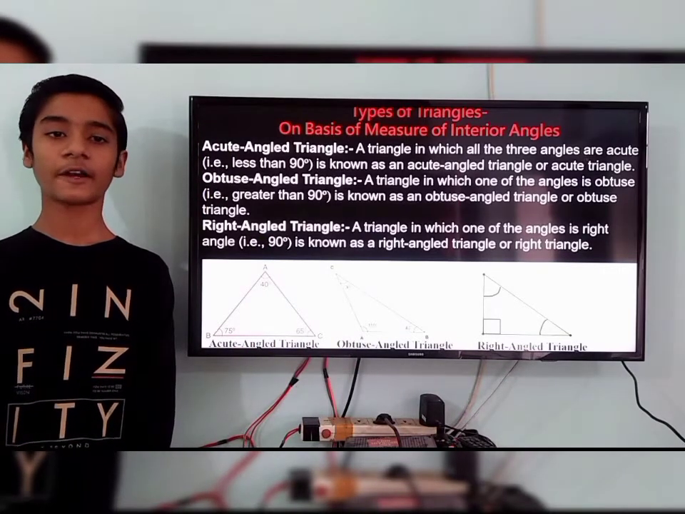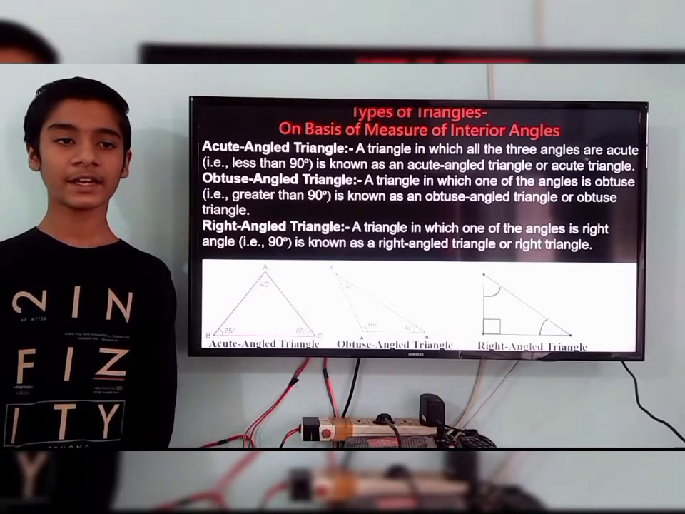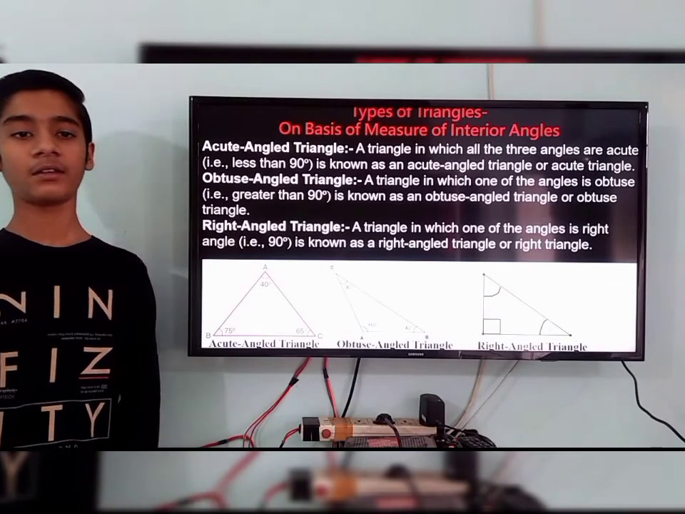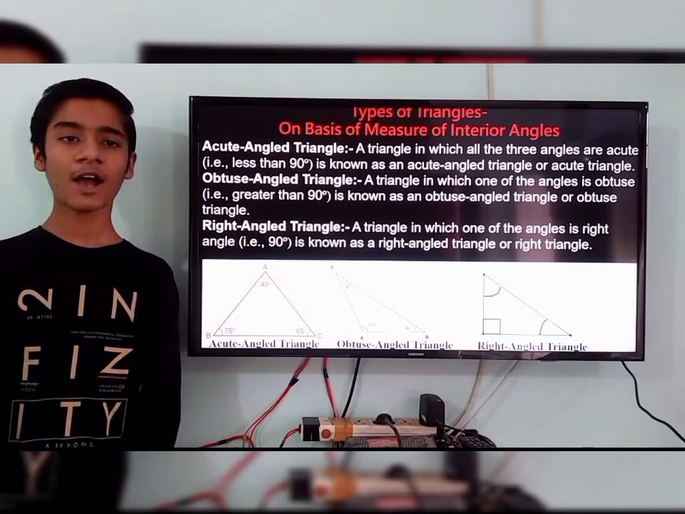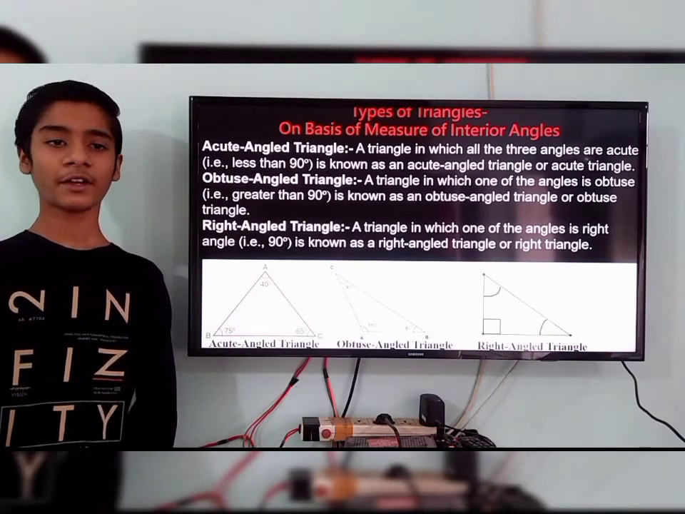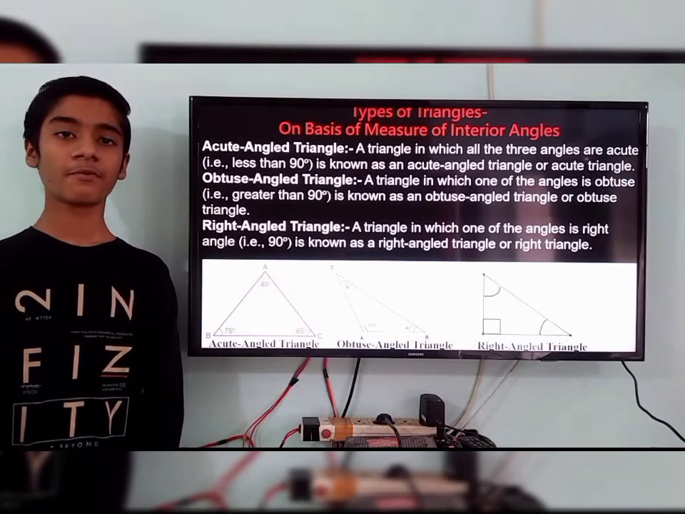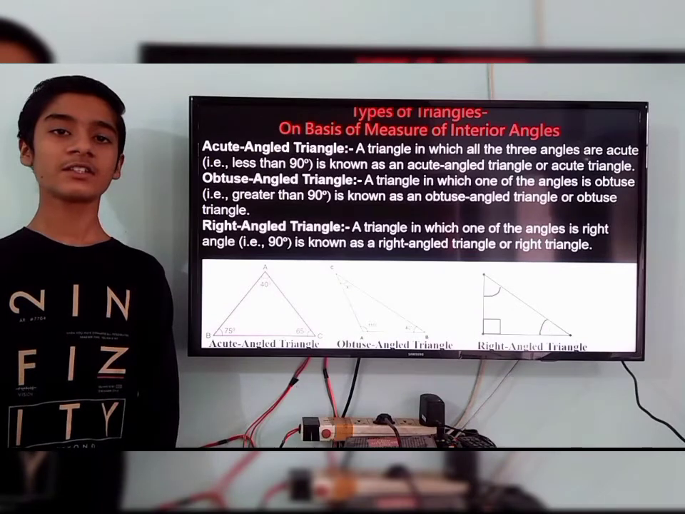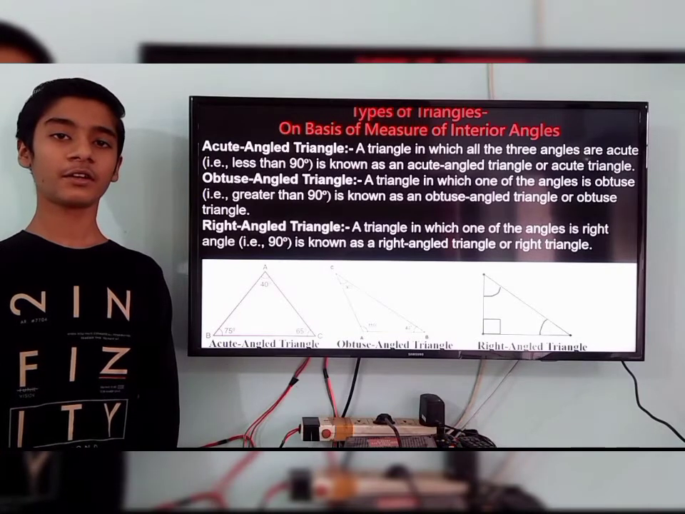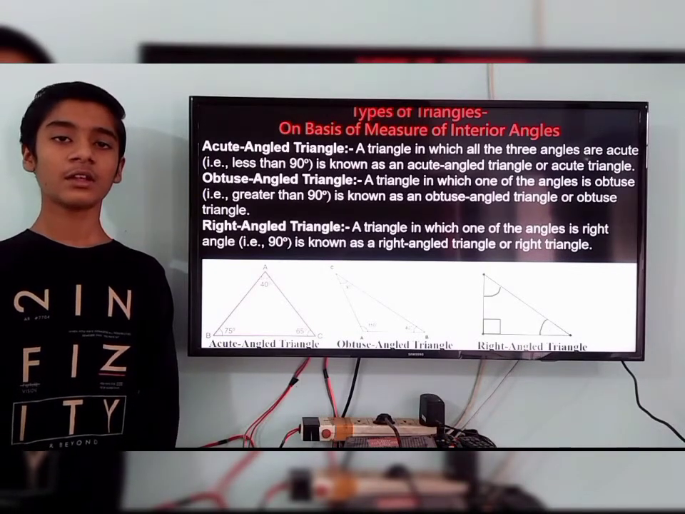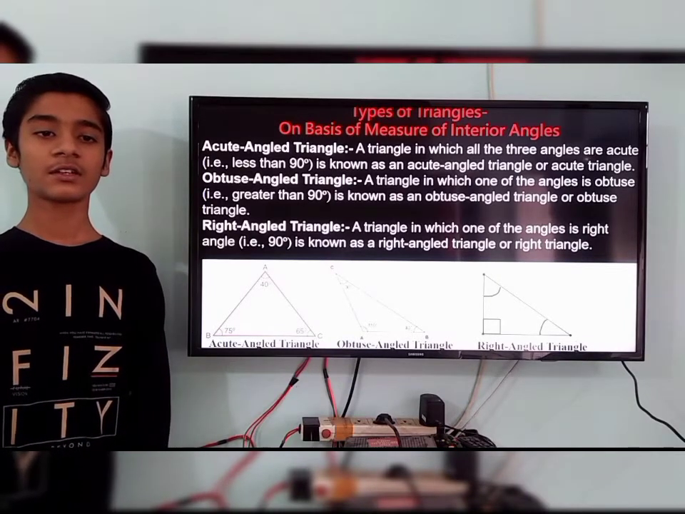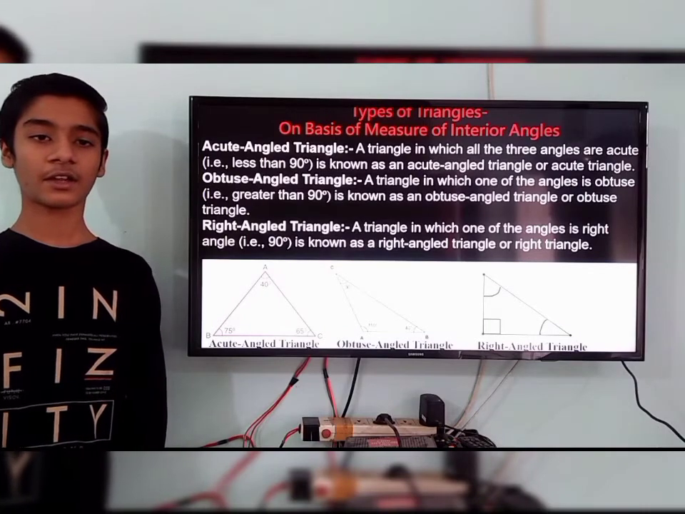Right angle triangle. A triangle in which one of the angles is a right angle, that is 90 degrees, is known as a right angle triangle or right triangle. Now you may be thinking why only one angle is 90 degrees in a right angle triangle. It is because the sum of all three angles is equal to 180 degrees, but if there were two 90 degree angles in a triangle, the sum would not be 180 degrees. Therefore, only one angle is a 90 degree right angle.